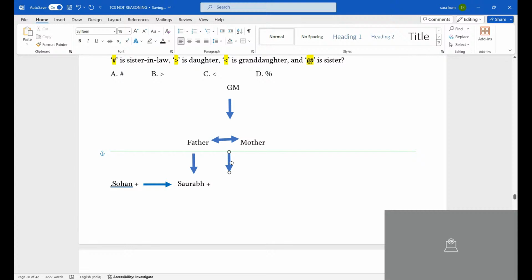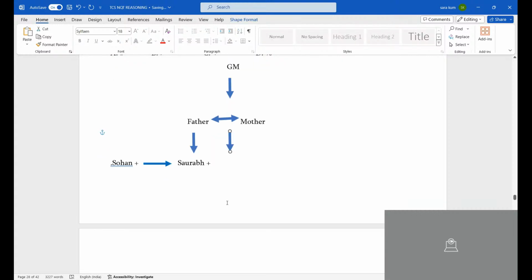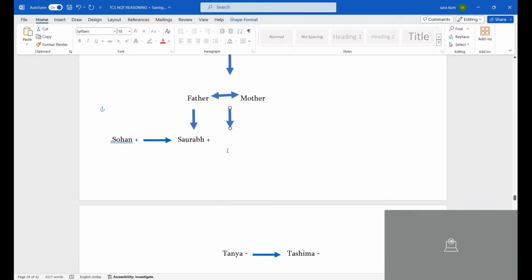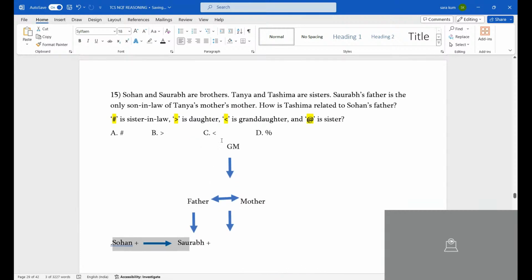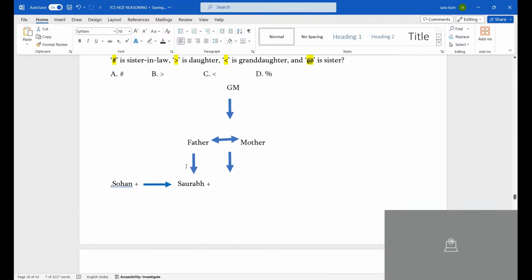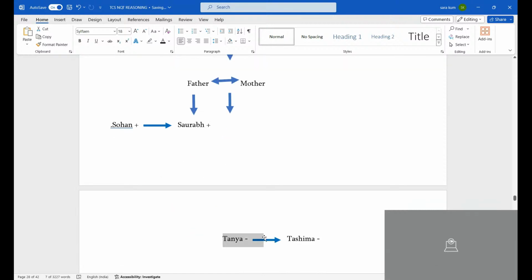Okay, so this is Tanya, right? So now you can see what this tells you is all these four people are siblings. That is the meaning. Tanya's mother, father, right? All the Sohan, Saurav, Tanya, Tashima, everybody is a sibling. The question is, how is Tashima related to Sohan's father? So Sohan's father's daughter is Tanya. So daughter is the correct answer.